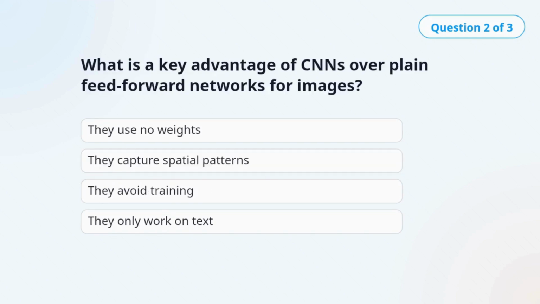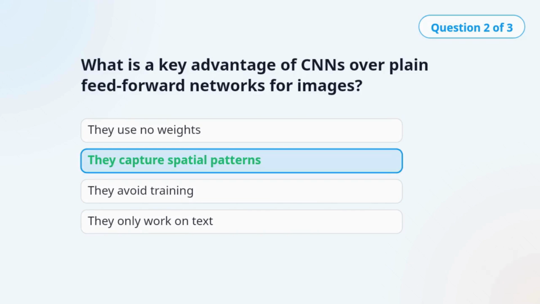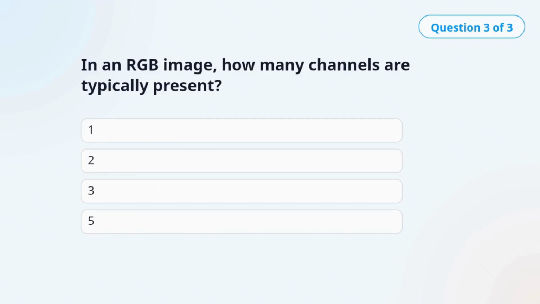Question 2. What is a key advantage of CNNs over plain feed-forward networks for images? The correct answer is, they capture spatial patterns. CNNs are designed to detect local image patterns like edges and shapes, while preserving spatial structure. Question 3. In an RGB image, how many channels are typically present? The correct answer is 3. RGB stands for red, green, and blue, so the image has 3 channels.